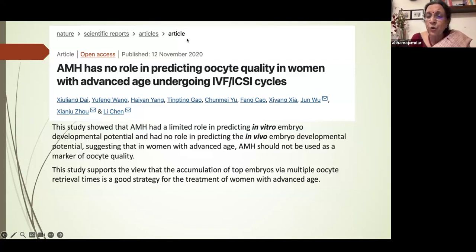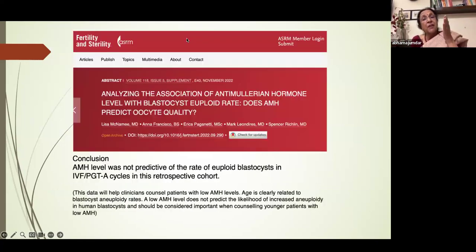So if AMH is low, her reserve will be low, her quantitative cohort of antral follicles will be low, but not the quality. This study supports the view that the accumulation of top embryos via multiple oocyte retrieval times is a good strategy for the treatment of women with advanced age, because we know that they could have aneuploidy, but quality is not affected. Then I found another article, even later than that, in November 22, in Fertility and Sterility.